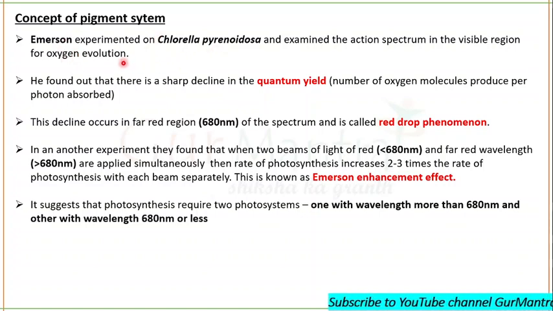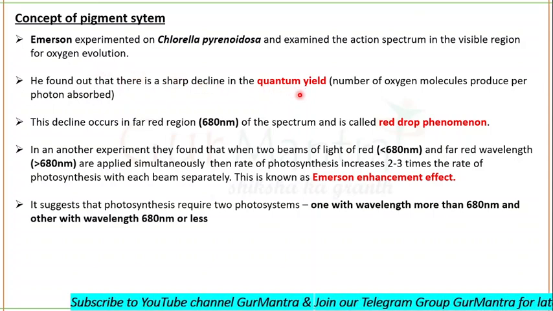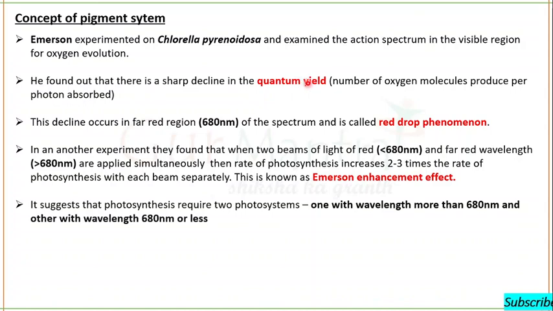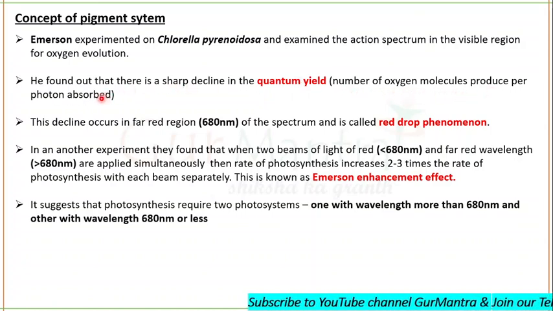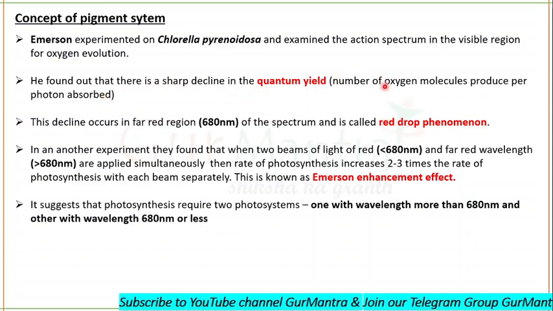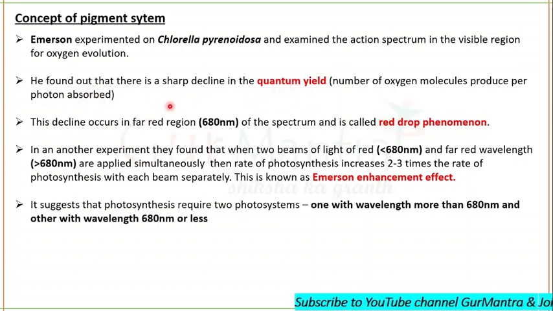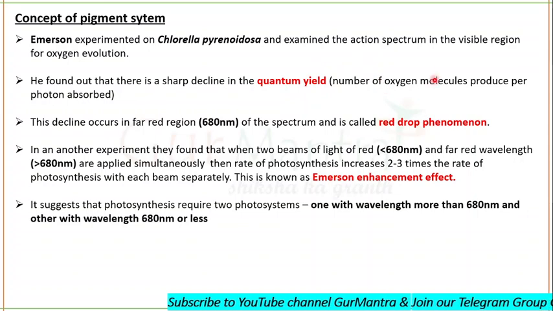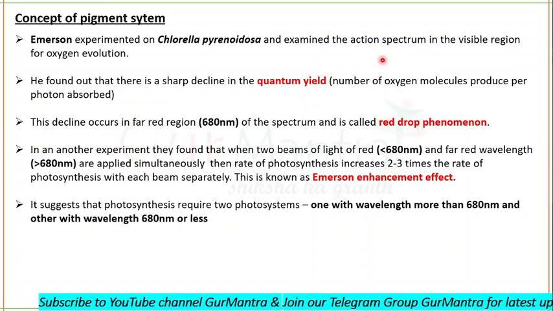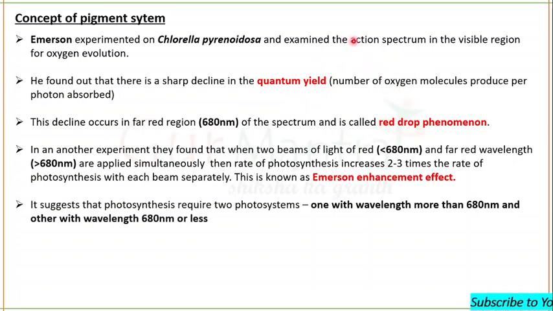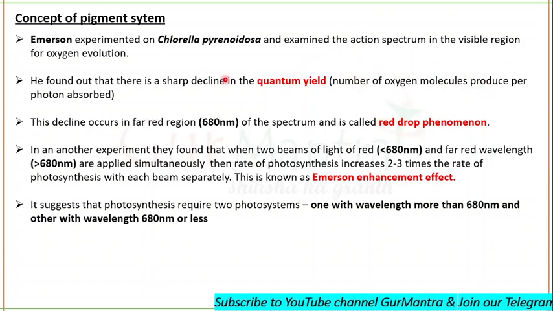Okay, so he found out that there is a sharp decline in quantum yield. Now, what is this quantum yield? Quantum yield is the number of oxygen molecules produced per photon absorbed. And what is quantum requirement? The number of photons required to produce one molecule of oxygen. This is what we call quantum requirement, and quantum yield is the number of oxygen molecules produced per photon absorbed.